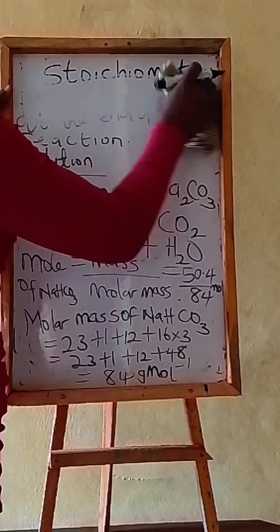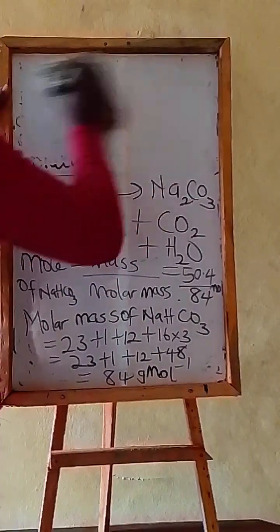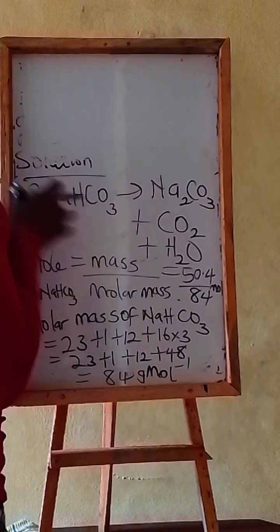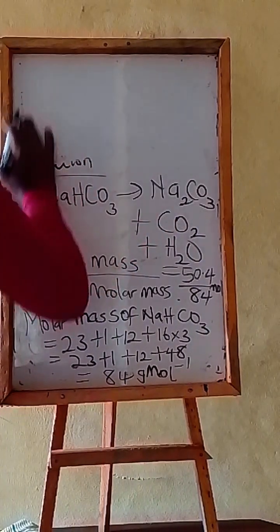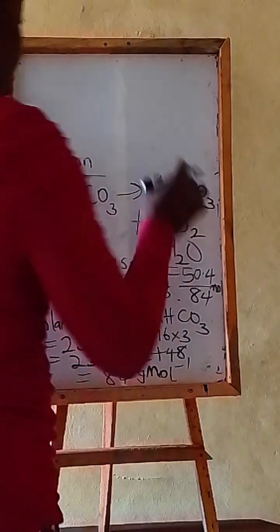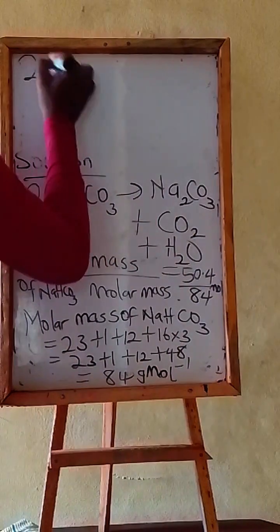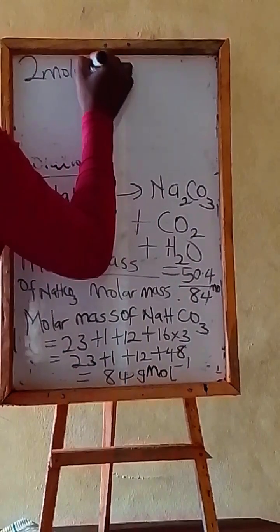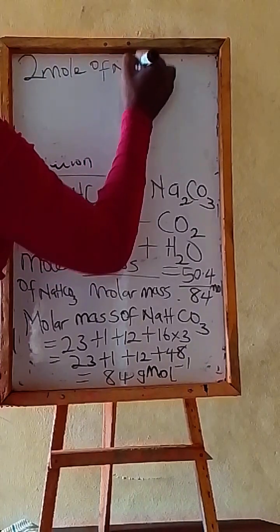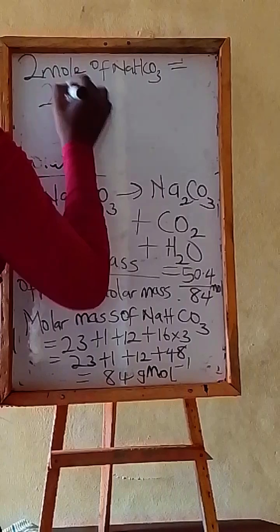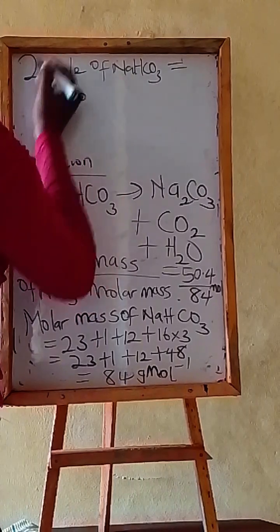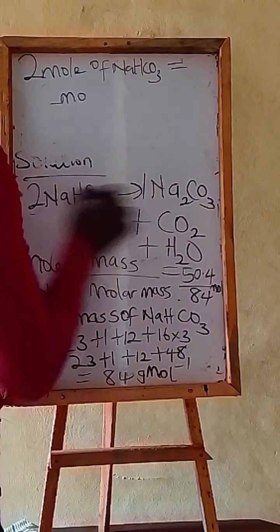Once you are done with that, the next thing to do is to compare the mole ratio, this in comparison to this. We have 2 moles of NaHCO3 to give us 1 mole of Na2CO3. You compare.